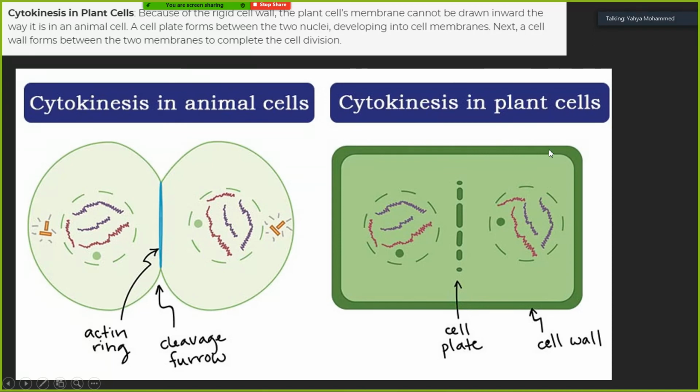So the reason is because plant cells have a cell wall that's not as flexible as the cell membrane in animal cells. All right.